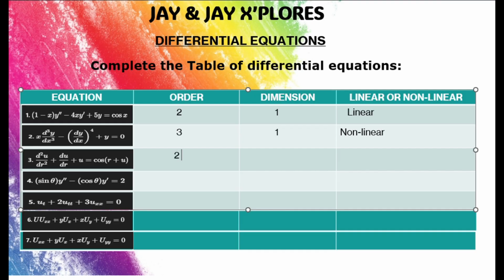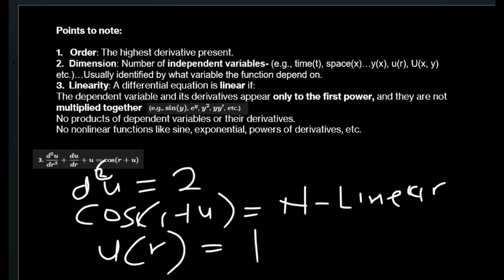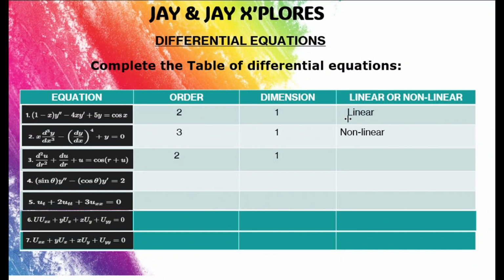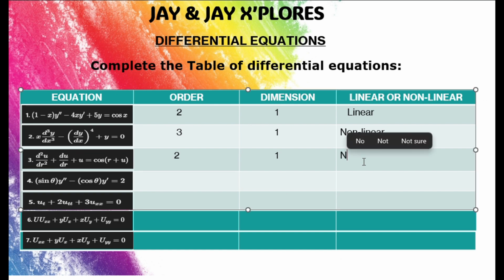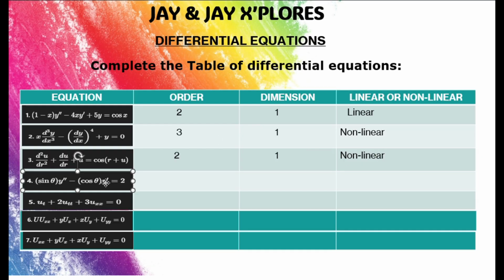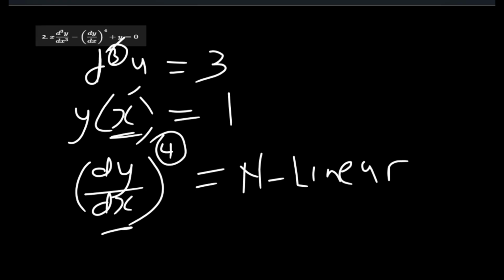So let's put in the values. For our order, we have the order to be 2. For the dimension, it was 1. And for linearity, the equation was a non-linear equation because we had cos of r plus u. Okay, so I think we are done with this third table. So let's focus on the fourth question.